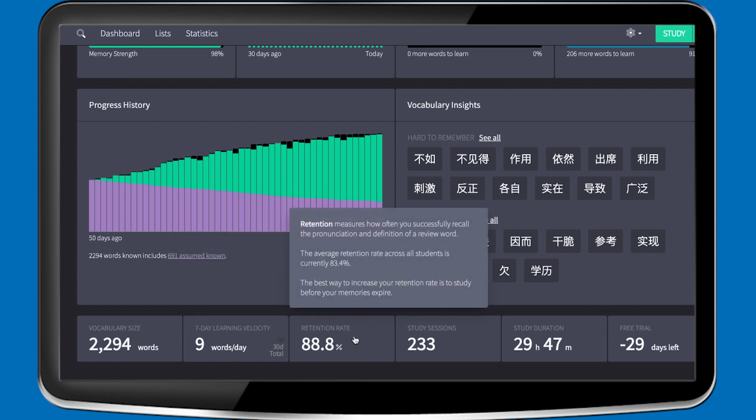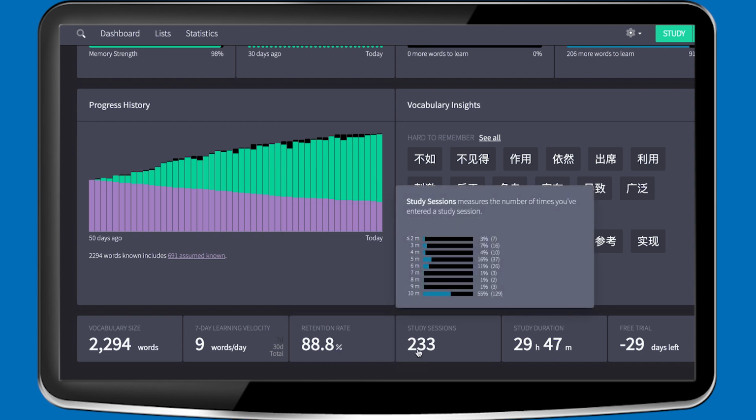Then you've got your retention rate. So retention measures how often you successfully recall the pronunciation and definition of a review word, and it gives you an average there, which is 83.4%. The best way to increase your retention is to study before your memories expire. So this is why I've tried to remain consistent, because by reviewing them often, it means they stick more, and it really does work. I particularly like my retention rate number here because it's 888, which is a very lucky number in Chinese, so that's quite nice.